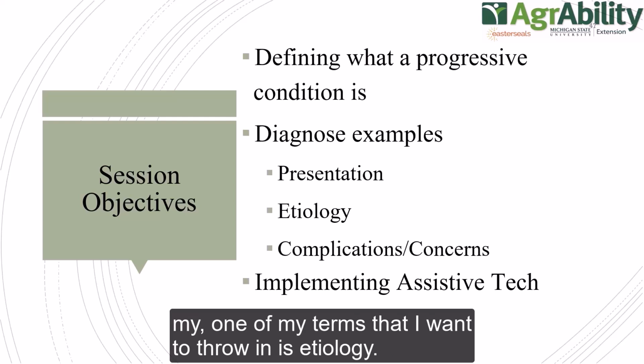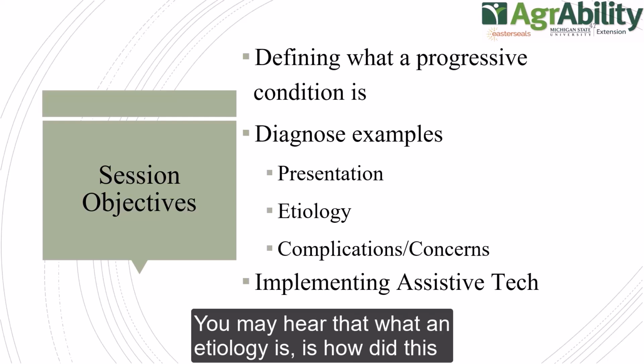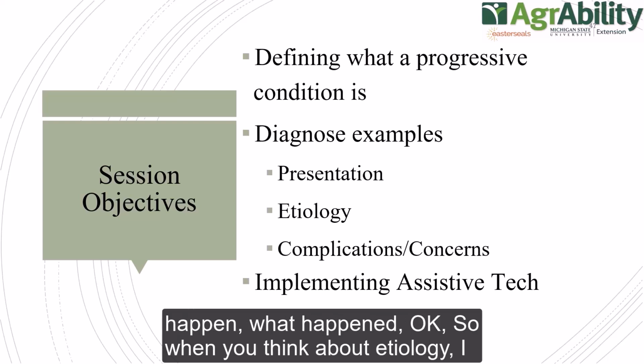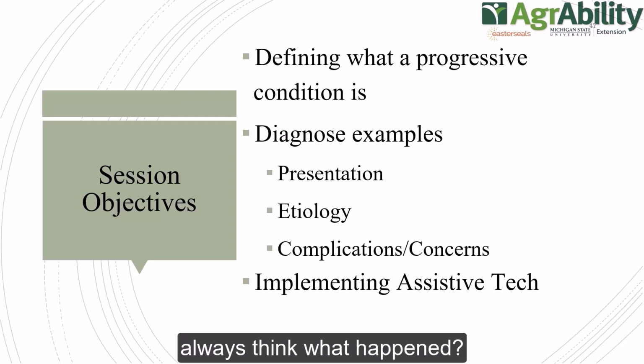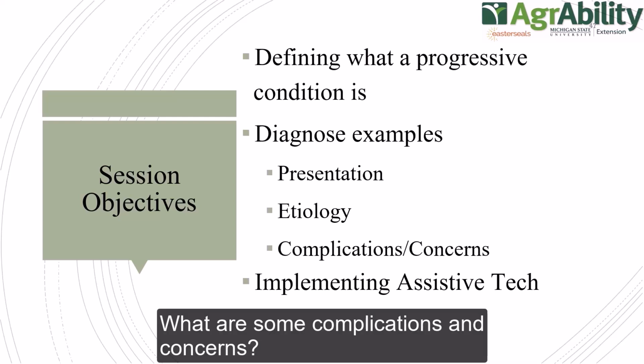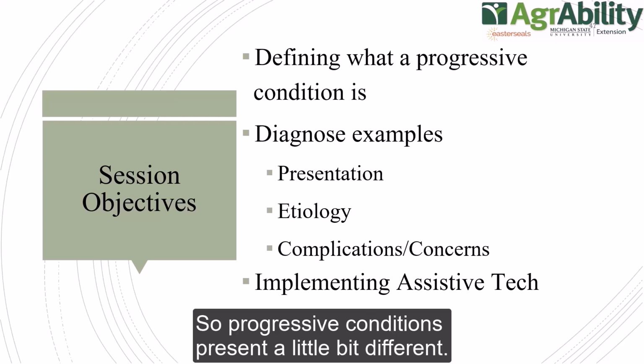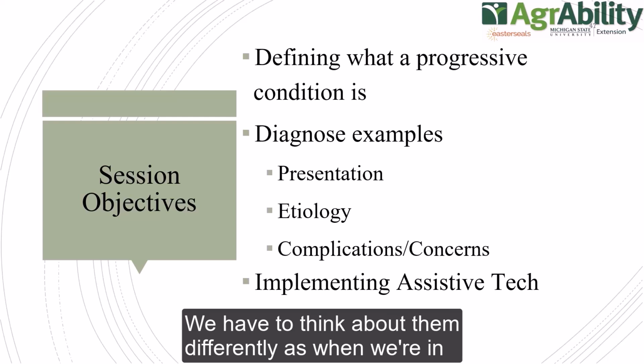One of my terms that I want to throw in is etiology. You may hear that. An etiology is how did this happen? What happened? So when you think about etiology, always think what happened. What are some complications and concerns? So progressive conditions present a little bit different. We have to think about them differently.